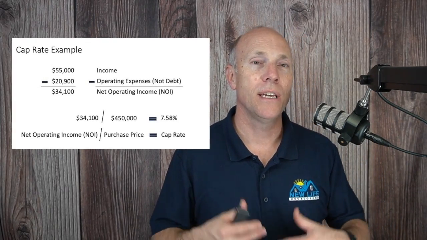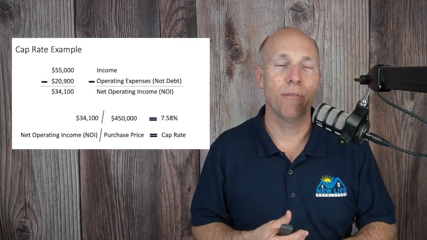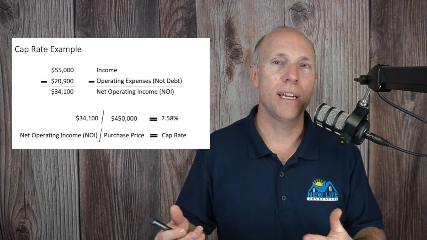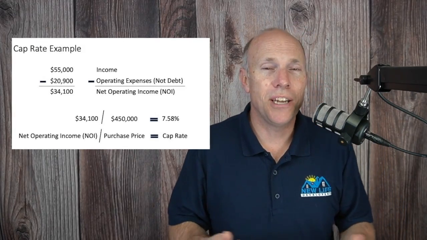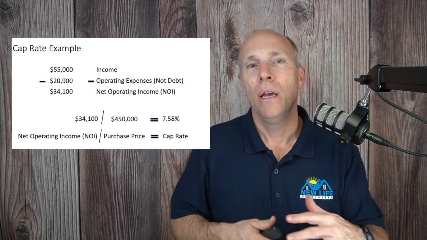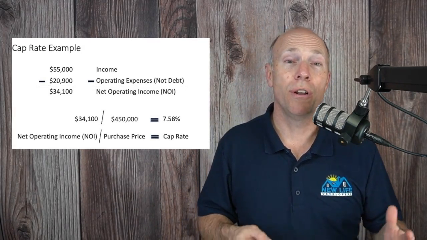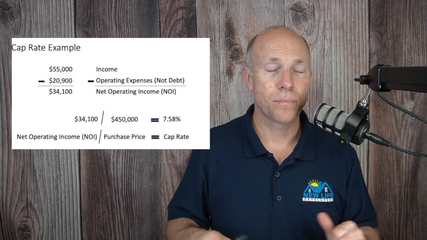vacancies, those kinds of things. It has an operating expense of about $20,900, to get exact. This is an example I worked out, based on a property I bought, and so the net operating income is $34,100.